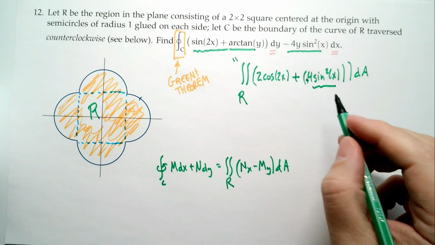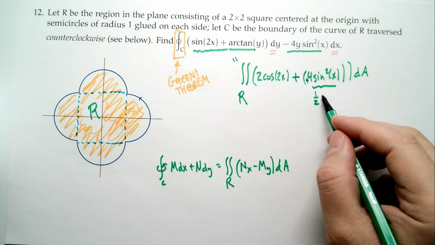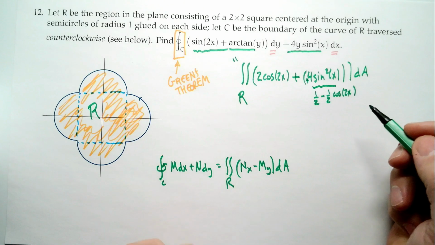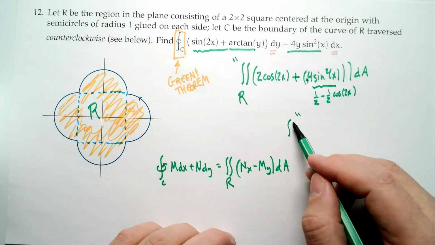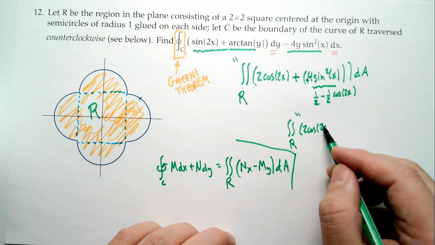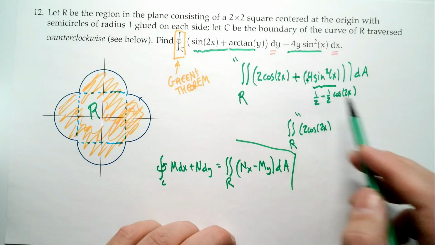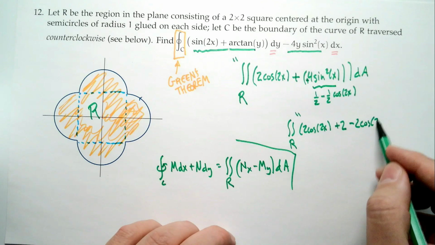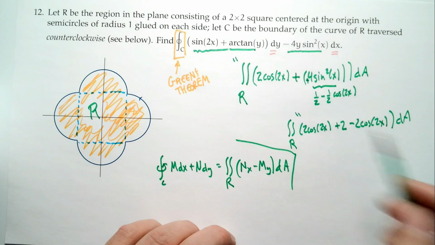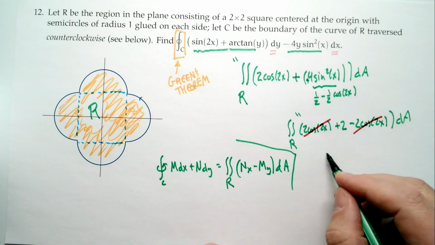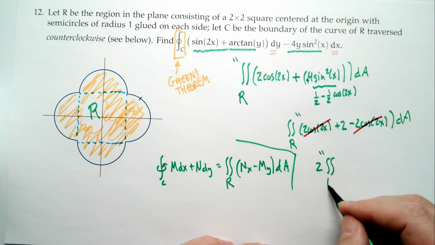Power reduction. Sine squared of x is 1/2 minus 1/2 cosine of twice the angle. So if you carry out the power reduction, this becomes the integral over your region of, there's that 2 cosine 2x, and if you follow all the numbers through, you get a plus 2, and then a minus 2 cosine of 2x. Well, the 2 cosine of 2x's cancel out, which means that what we're integrating is 2. But we can just pull that out. So that's 2 times the integral over your region, dA.